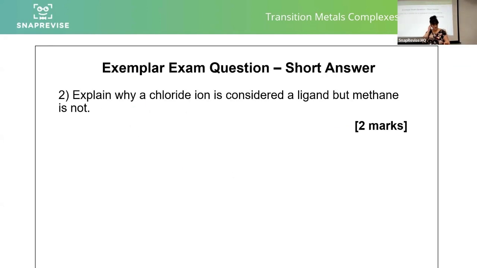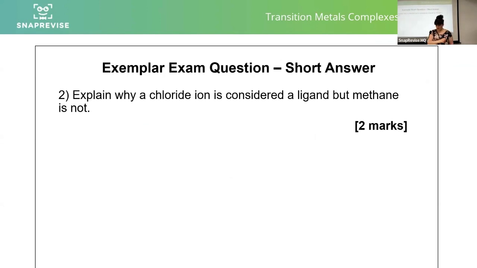Okay, let's keep going. We might as well just have a look at this one because it's a good way to consider our theory. This says, explain why a chloride ion is considered a ligand, but methane is not. How do we approach exam questions? First of all, let's think about the context. I've seen ligand. If it's asking about ligands, it must be the transition metal complex topic. So that's the topic that my brain is focusing on now.